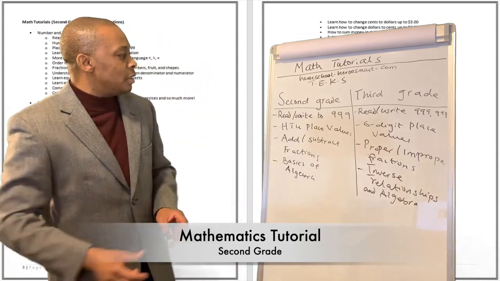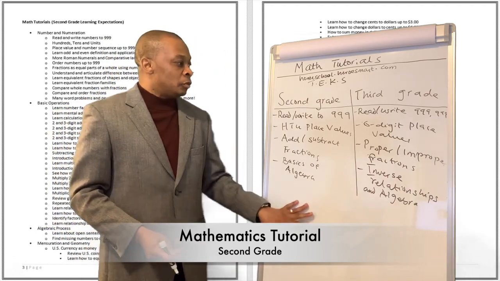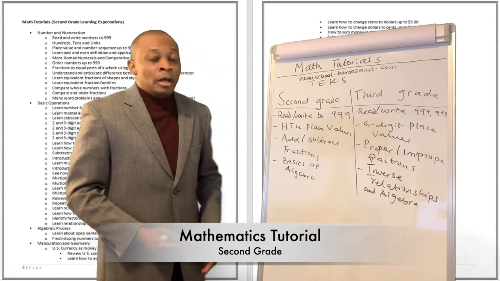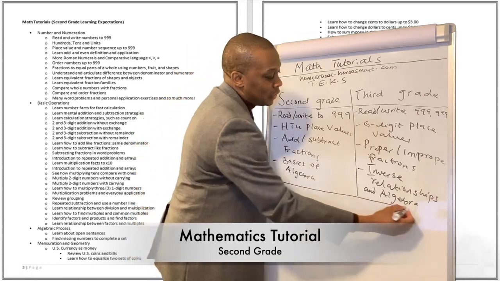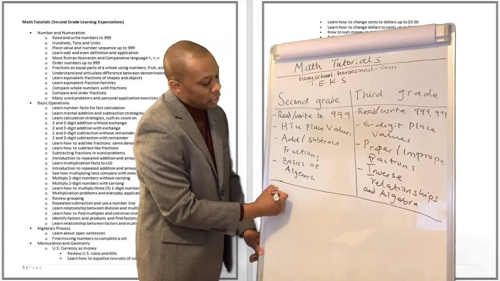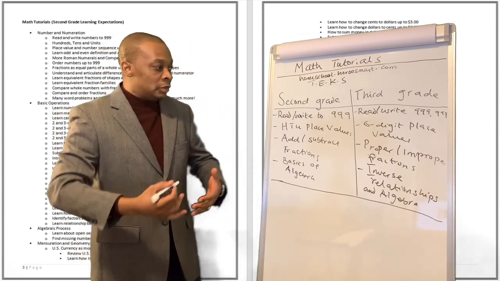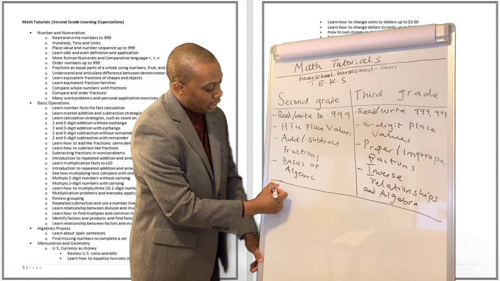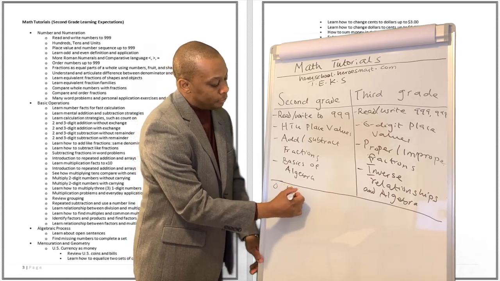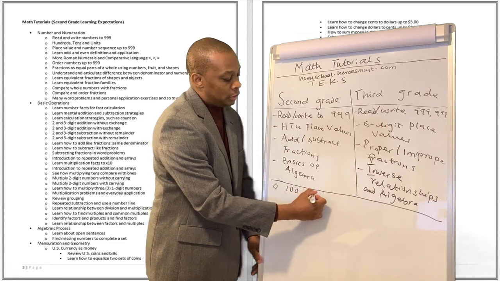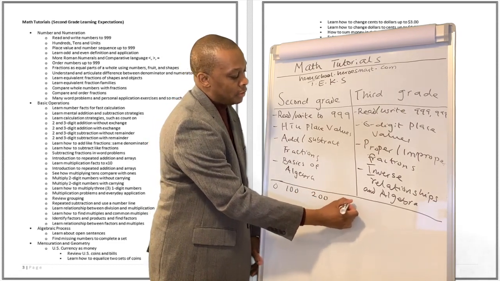So we are going to be talking about how to teach a child how to read and how to write up until 999. Okay, so how do we do that? You can start teaching your child how to count by 100s, just to start with. So you're going to say, let's count from 0 to 100. Okay, 100, 200. All right, 300.